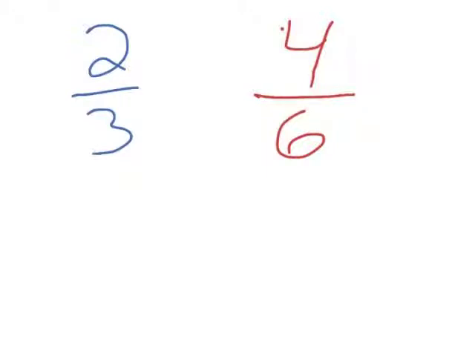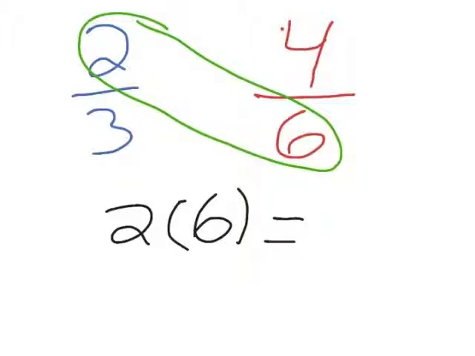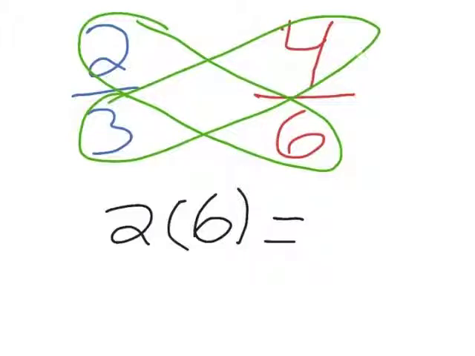Now, to do this, we need to cross multiply. So I will take the top number and the bottom number right there. We're going to cross multiply those. So we end up with 2 times 6. We want to see if that equals the other two numbers here, 3 times 4.